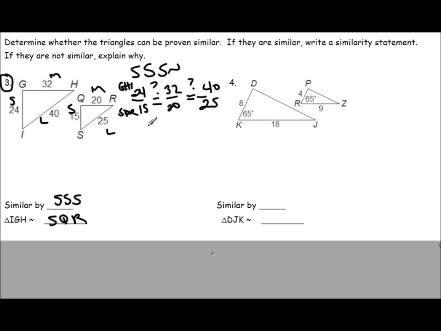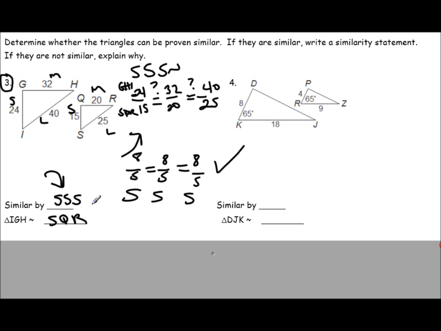large 25. When I reduce my ratios for 24 over 15, I get 8/5. 32 over 20, I get 8/5. And 40 over 25, I also get 8/5. So all the sides are proportionate. So that means that they are similar triangles by side, side, side.